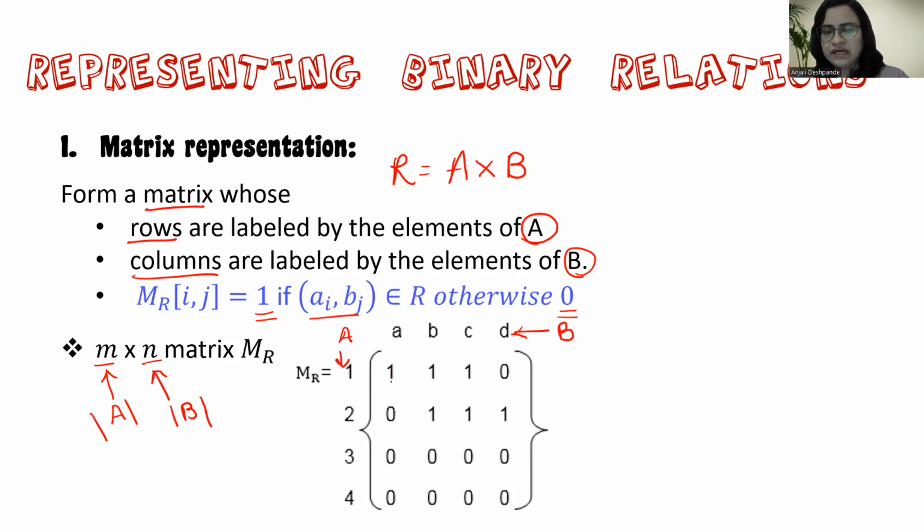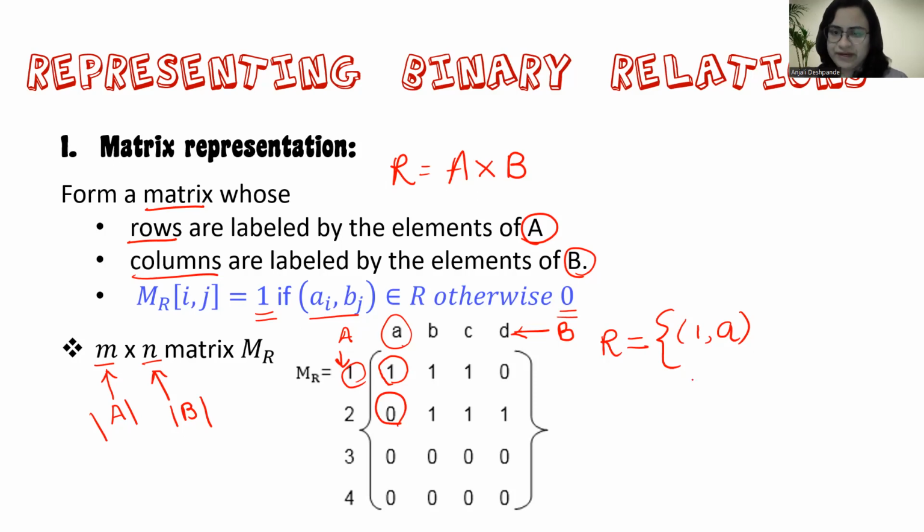If you see, this entry is 1. Why? Because in my resultant relation, the entry 1, A is present. That's why this particular entry is 1. However, this particular entry is 0. Why? Because the tuple 2, A is not present in my relation. So likewise, the relation matrix is formed.